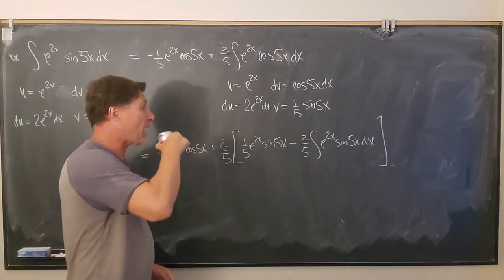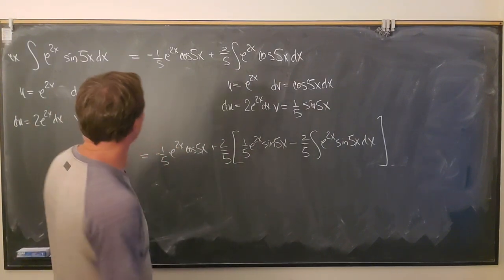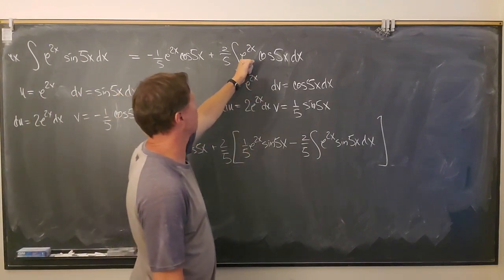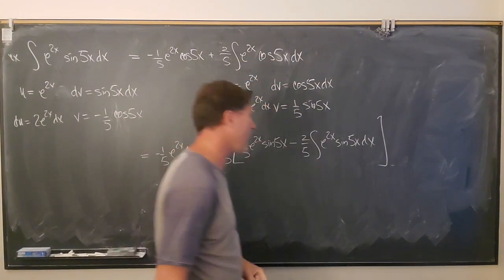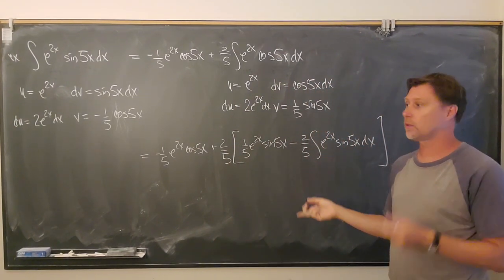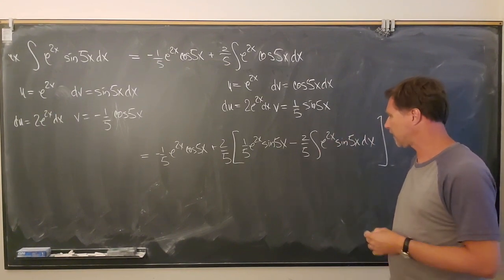So take a look at what we have now. We started off with exponential times sine. Integration by parts gave us exponential times cosine. Doing it again gave us exponential times sine. So what I definitely don't want to do is apply integration by parts again, because then we'll just start this cycle and we'll never get out of it.